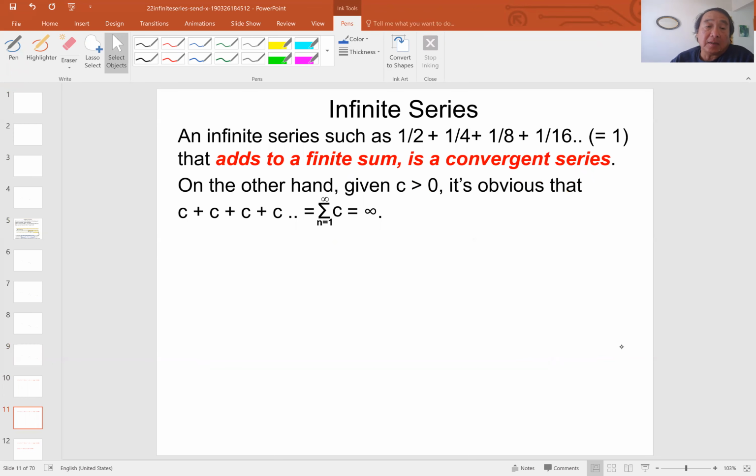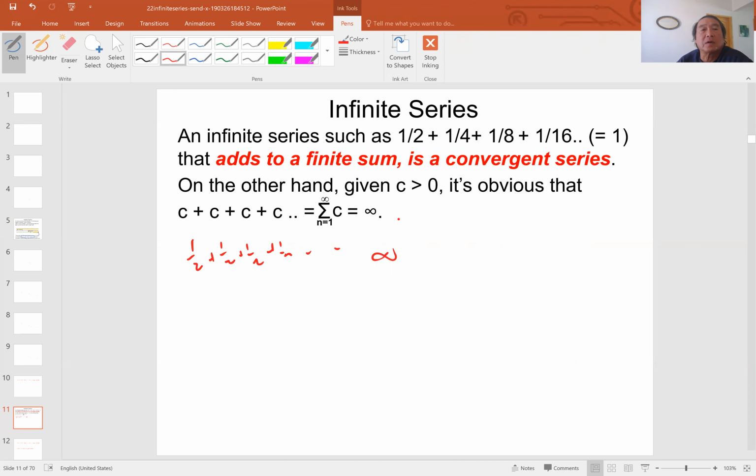But on the other hand, if I add up infinitely many constants, say C is a constant, suppose I'm adding one half plus one half plus one half and I keep adding one half, then of course it goes to infinity. So we're first going to look at adding with everything being positive. There's no point adding zero, so let everything be positive.